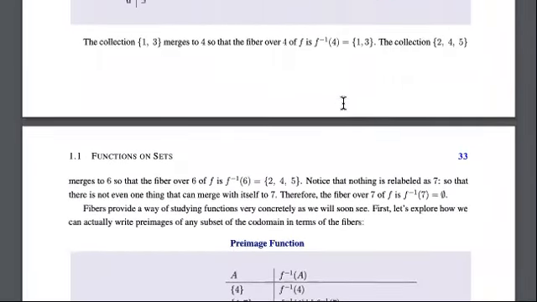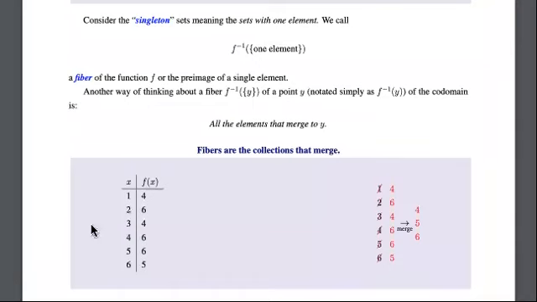So for instance, let's go back to the original function, right here. Think about the fiber over 4, or the fiber of 4 via this function. It's {1, 3}. What's the fiber of 6? Everything that goes to 6 is {2, 4, 5}. So that's the fiber of everything that goes to 6. What's the fiber of everything that goes to 5? It's just 6 itself.